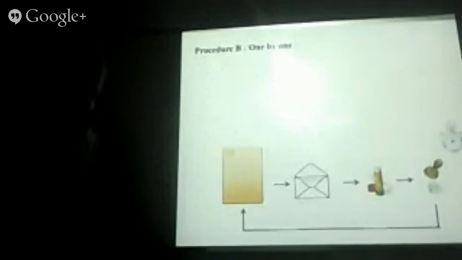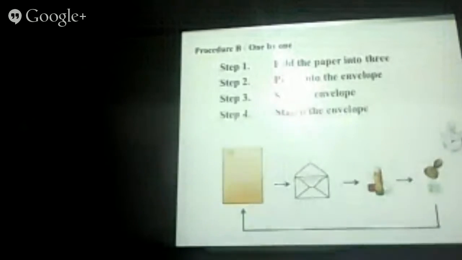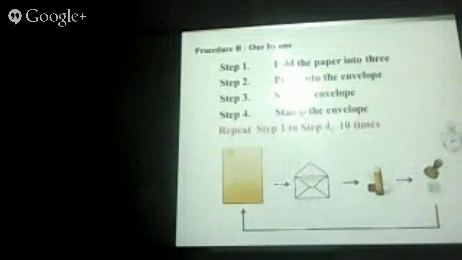Procedure B is a 1-by-1 basis. It means fold the paper into 3 first. Then directly put it into the envelope. Then seal the envelope. Then stamp the envelope. And repeat these things, step 1 to step 4, 10 times.